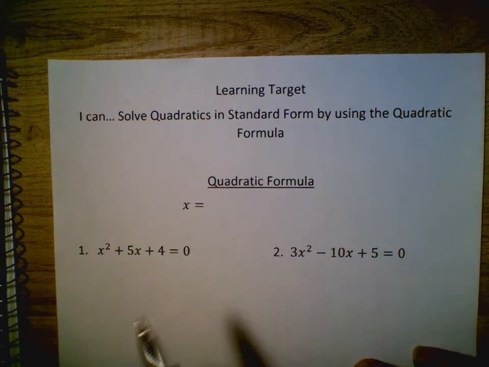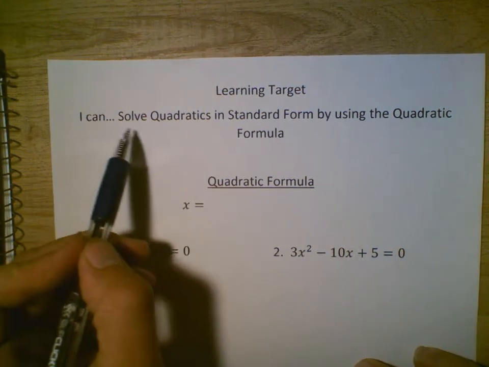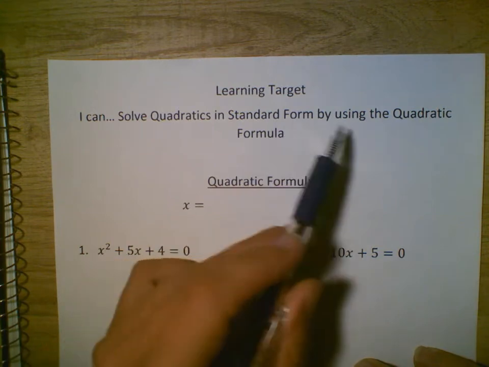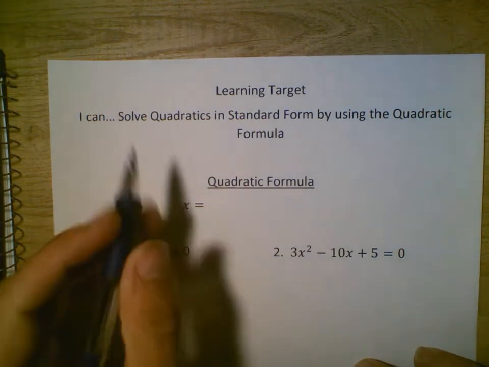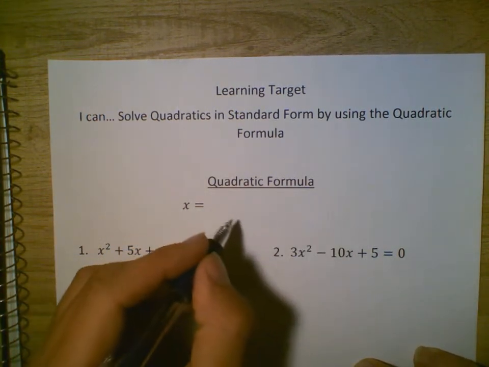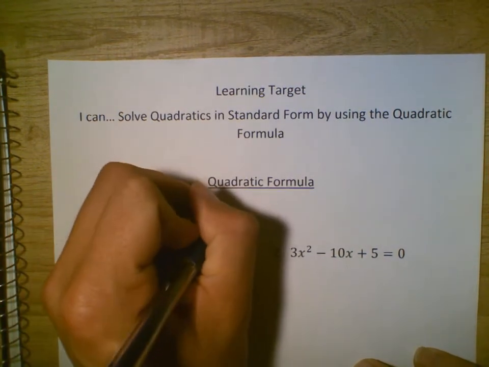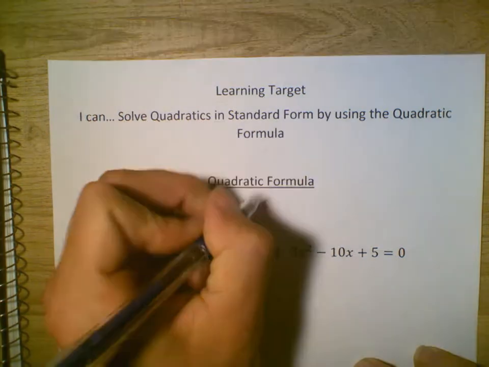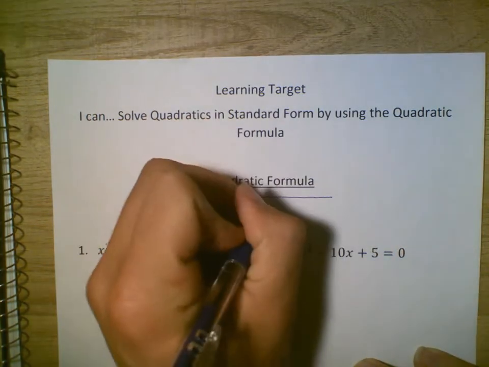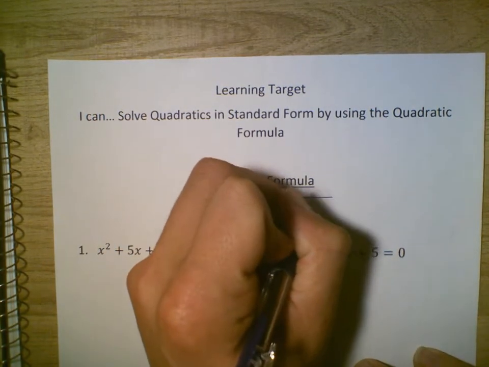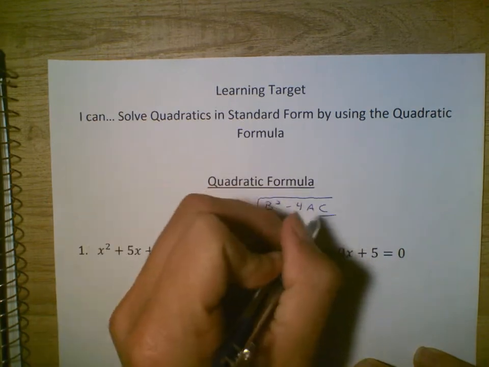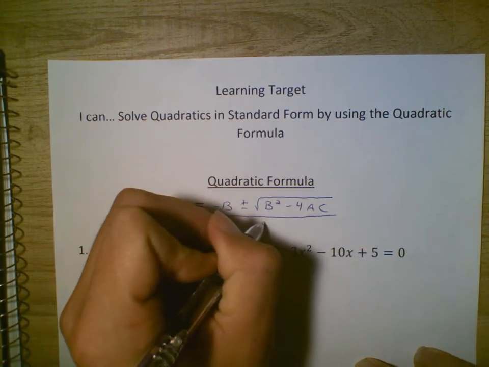In this video, the learning target we're going to look at is: I can solve quadratics in standard form by using the quadratic formula. So the first thing we need to do is remember the quadratic formula. The quadratic formula is x equals the opposite of b plus or minus the square root of b squared minus 4ac, all over 2a.